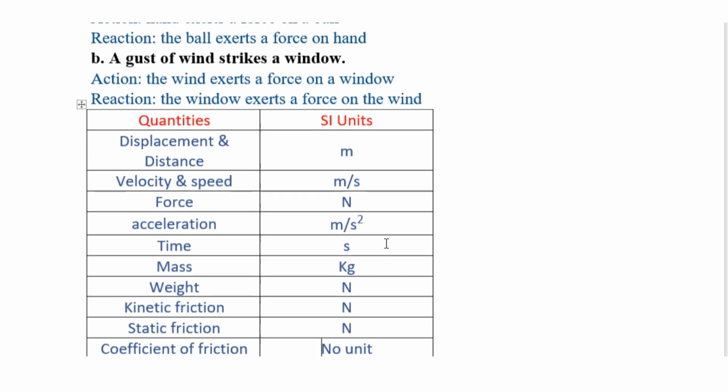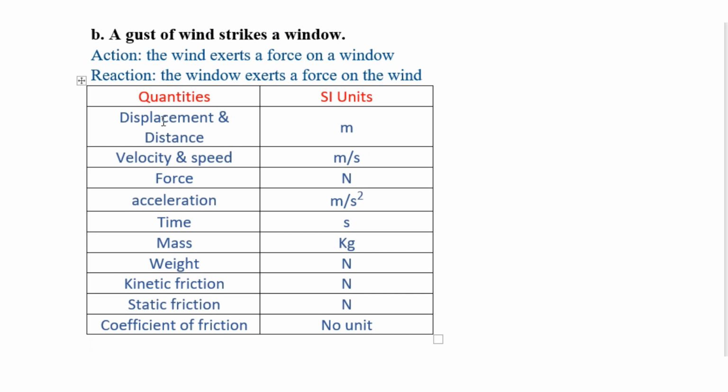Here we have quantities and their SI units. So what's the unit of displacement and distance? Meter. What's the unit of velocity and speed? Meter per second, not squared, meter per second only. Force, Newton. Acceleration, meter per second squared. Time, second. Mass, kilogram. Weight, Newton. Kinetic friction, Newton. Static friction, Newton. Coefficient of friction, no unit, has no units.